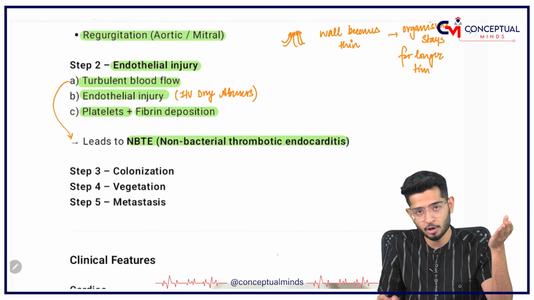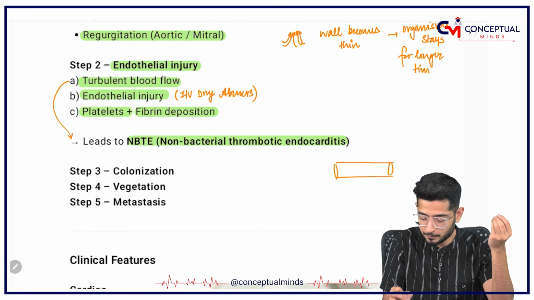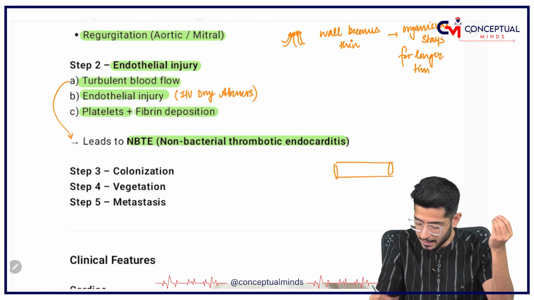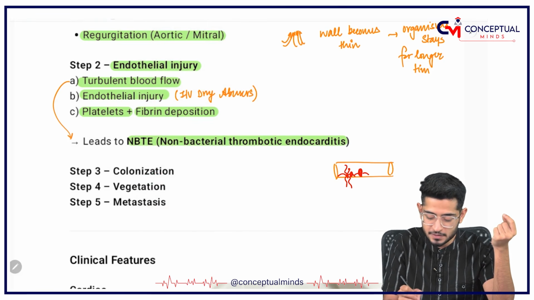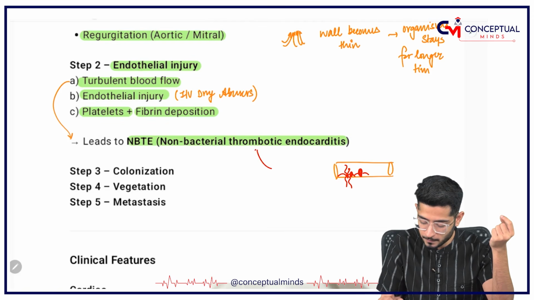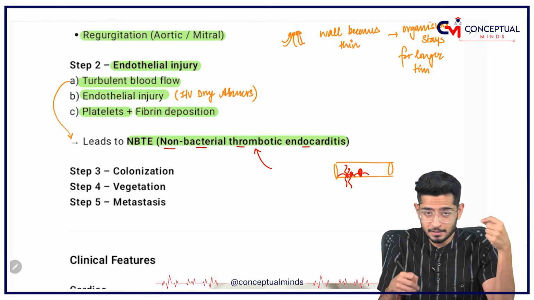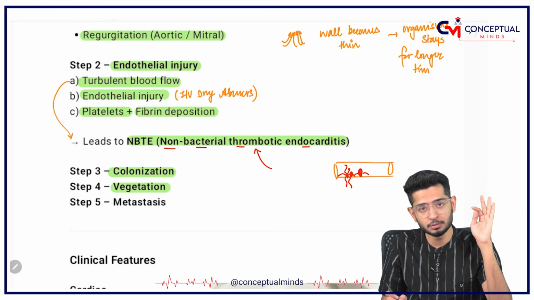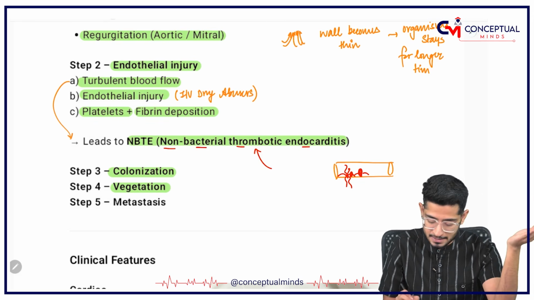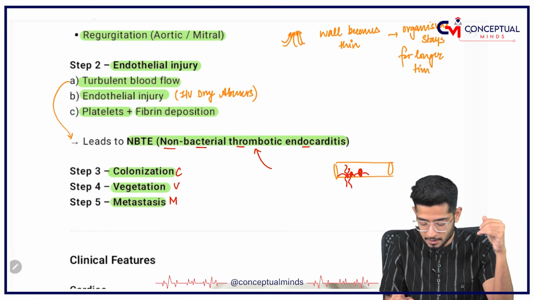Thrombus formation, okay, because obviously if this is a blood vessel, for example, and there is endothelial damage, that leads to the deposition of platelets, that leads to the deposition of fibrin material, this leads to what? Thrombus formation. So this is non-bacterial thrombotic endocarditis. Then it leads to colonization of bacteria, then the vegetations are going to grow and they are going to metastasize to different places. So this is the CVM mnemonic.